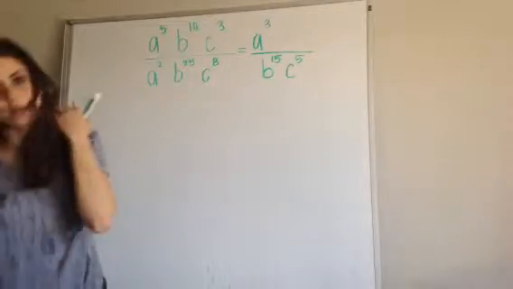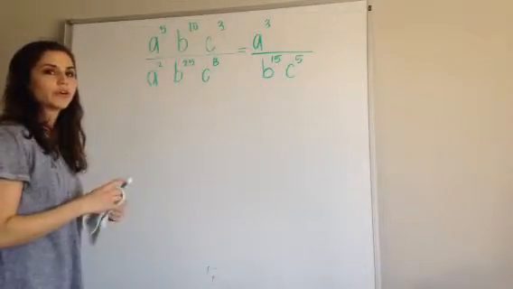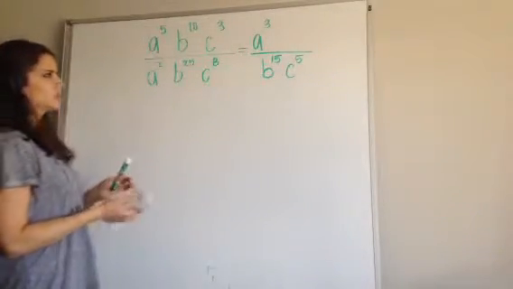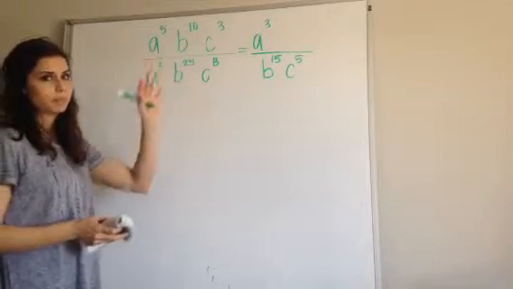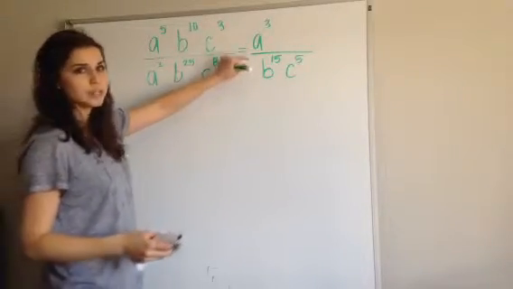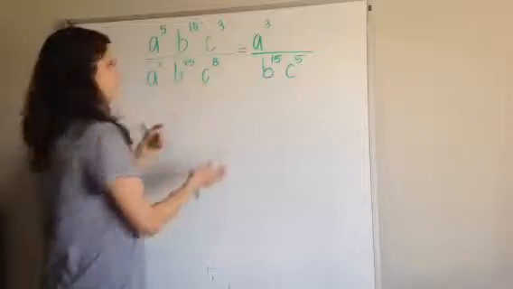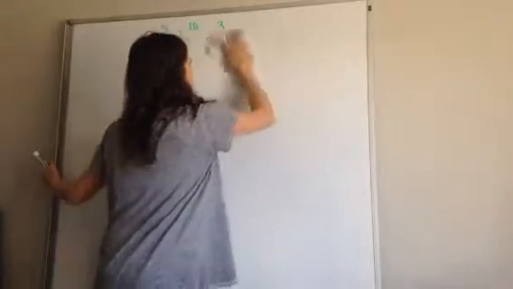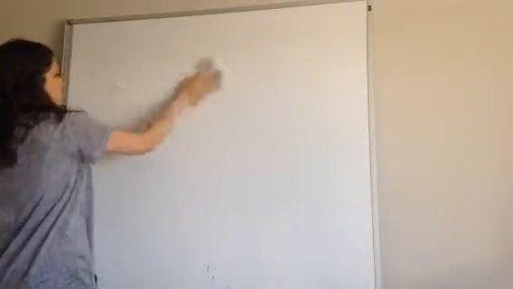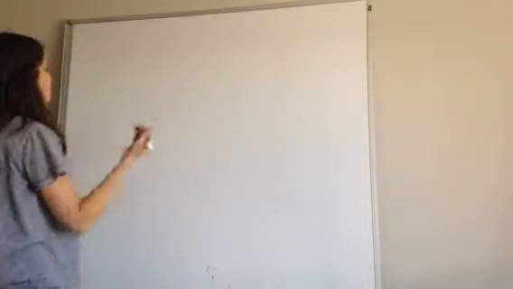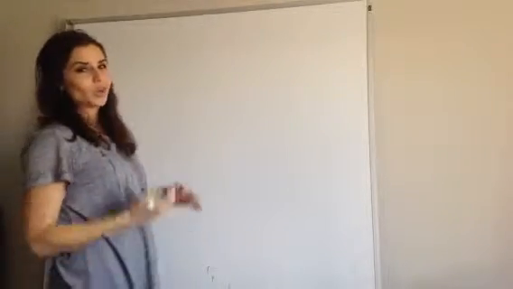Okay, let's try just a couple examples, and this time we're going to have coefficients. Coefficients are just numbers, the big numbers that are the same font size as the letters in front. Okay, so actually let's combine all of it.